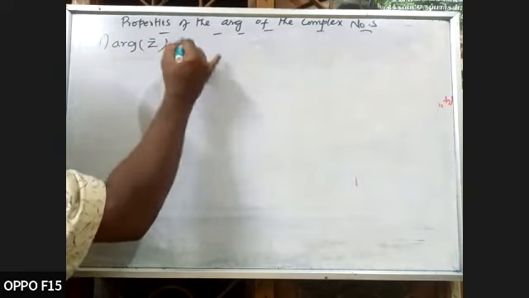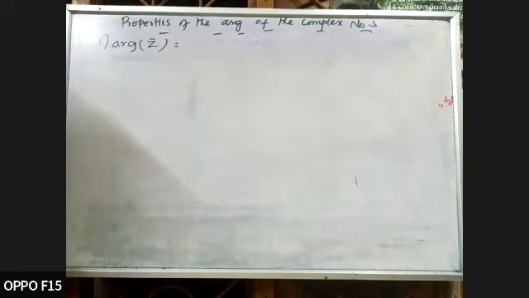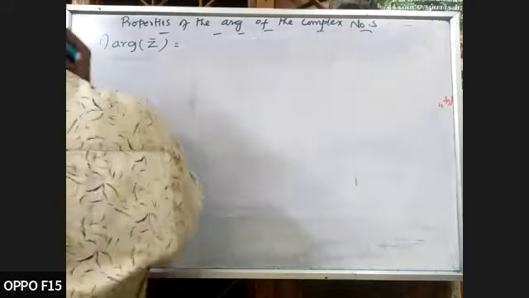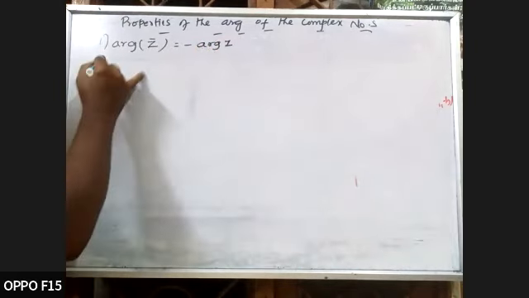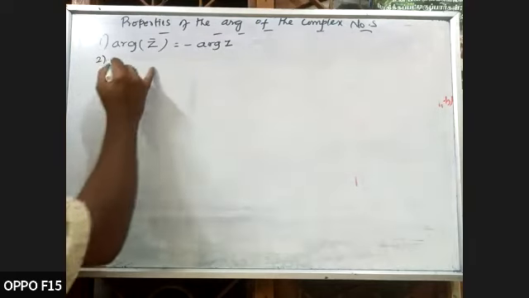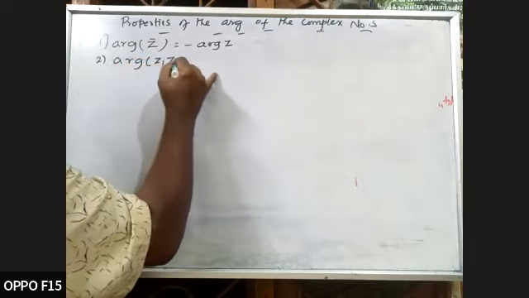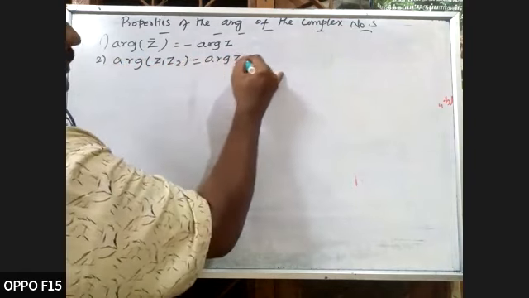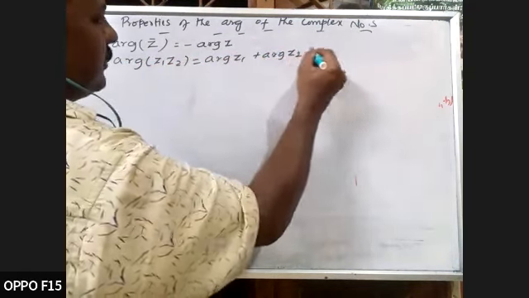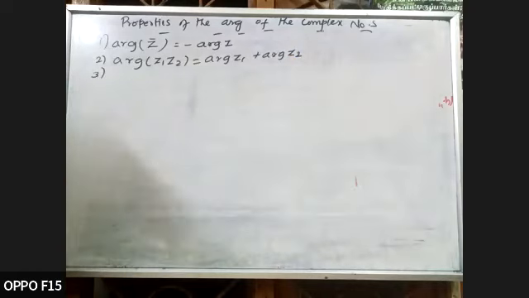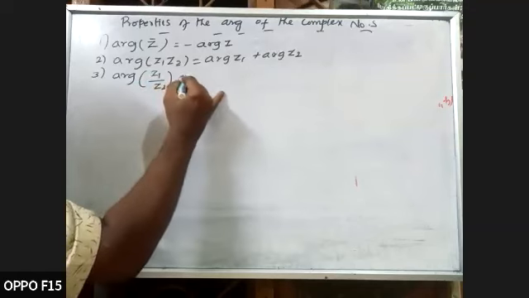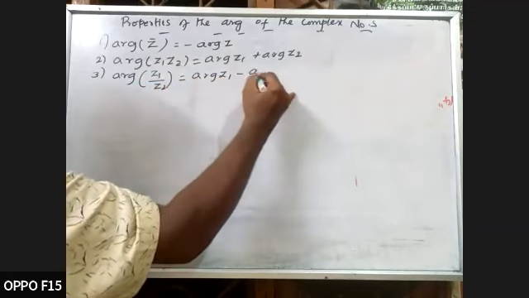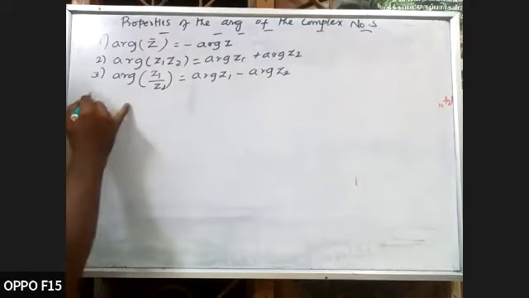First one, argument of conjugate of z. You know what the conjugate of z is. Suppose z equals a plus ib, the conjugate is a minus ib. I can write this as minus argument of z. Second one, argument of z1 z2 equals argument of z1 plus argument of z2. Third, argument of z1 by z2 equals argument of z1 minus argument of z2.